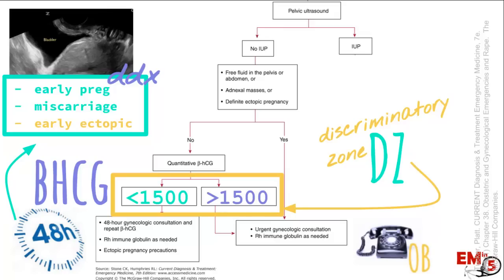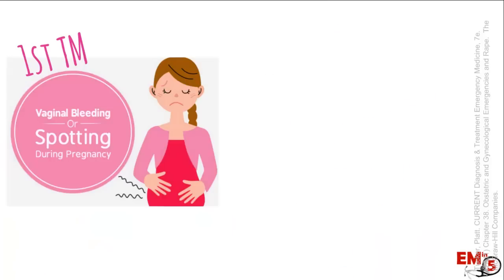Now this isn't the emergent consult where we're going to rush the patient to the OR. This is just to have OB come see the patient and use their expertise so that they can rule out an ectopic. If OB clears the patient and thinks that it's safe for them to go home, probably what's going to happen is they're going to end up back in this algorithm where they come back in 48 hours to the OB clinic, get a repeat beta-hCG, get serial ultrasounds.